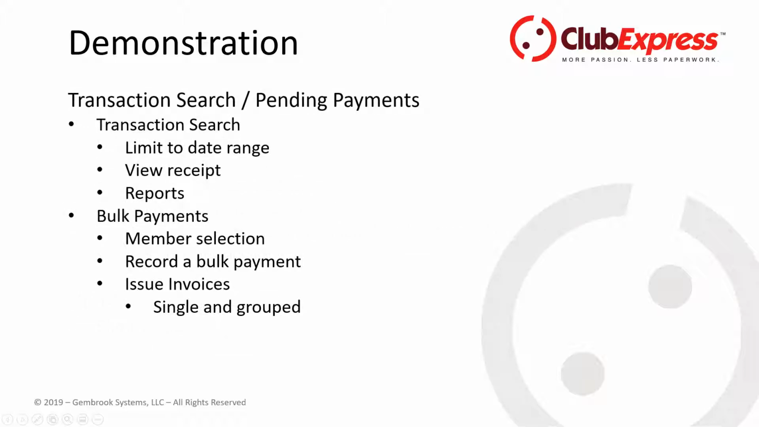Transaction search is a two-sided tool because it has transaction search where you can limit the transactions that you're looking at to a date range. We're going to view a receipt. We're going to look at some of the reports. But there's a bulk payments side to that where you select certain transactions and say, I just received the check that covers these 3 transactions. Maybe they're all part of a family, or maybe they all work for the same company. And we received the check that covers these transactions.